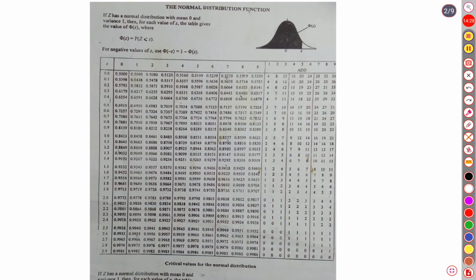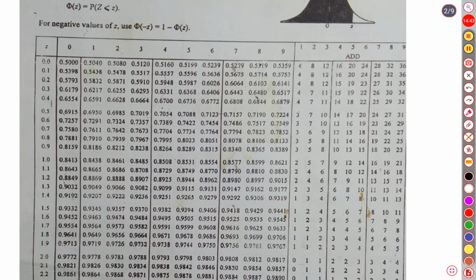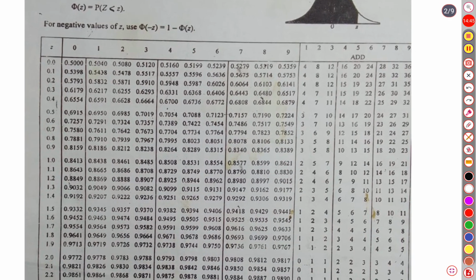This is our normal distribution function table. So let's see how much our z-score was. Our z-score was, let me zoom it out. Yes, we have not forgotten that our z-score was 1.321. Okay, this is our z-score.